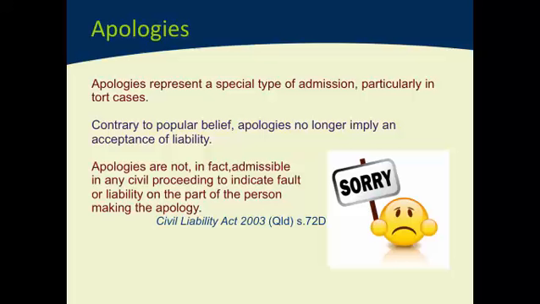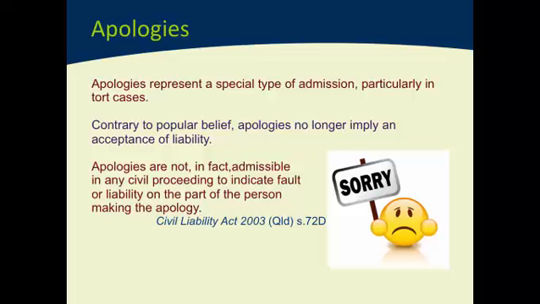Next thing I want to talk about with admissions by words is apologies. Apologies are a special type of admission, and they particularly relate to tort cases. And those of you who are from my generation or older, and maybe even those of you who are younger, will find people telling you, if you get into a car accident, you must not apologise. Do not say you're sorry, because if you say you're sorry, you're accepting liability. Once upon a time, that was the truth.